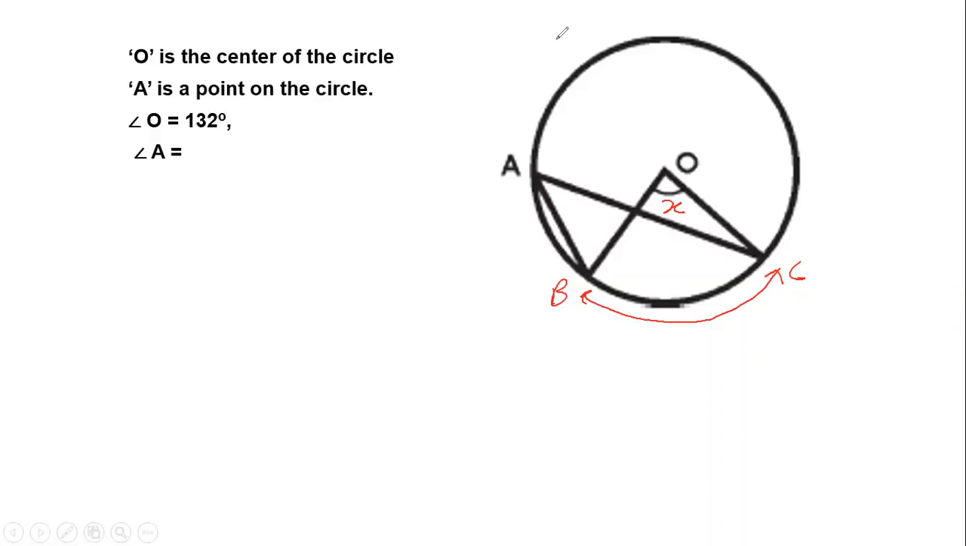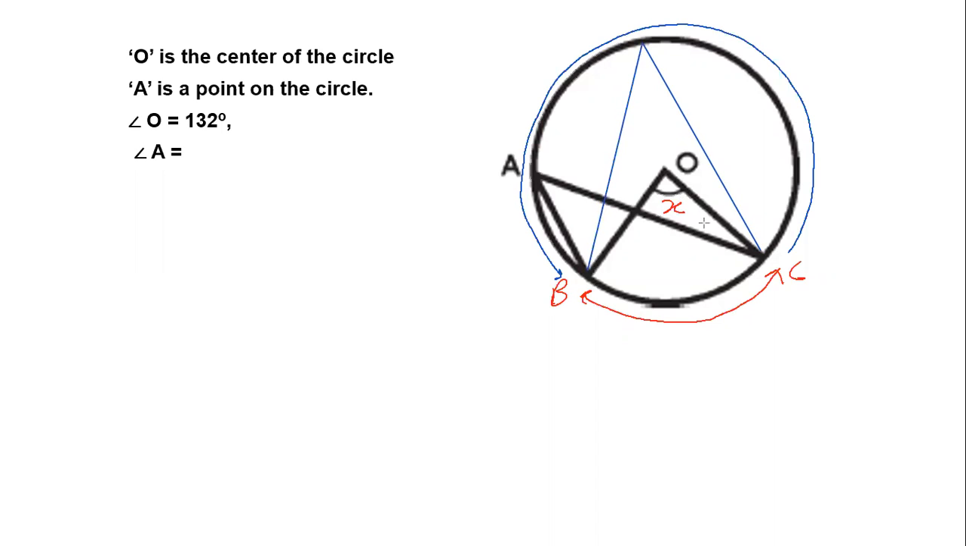Now the property is: if an arc subtends an angle of x at the center, the angle subtended at any other point on the remaining arc. Since we are talking about the minor arc, the remaining arc is this major arc. So the angle subtended at any other point on the remaining arc will always be half of it. No matter whatever angle I take on this remaining arc, all these angles will be x by 2.